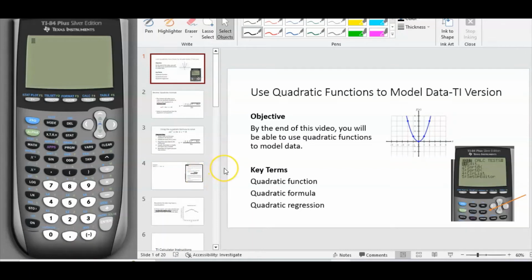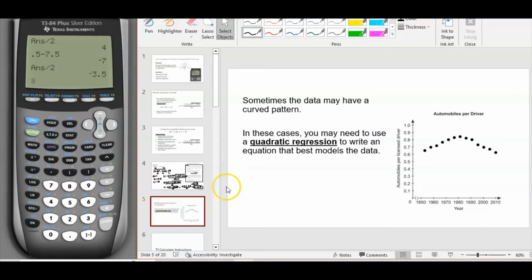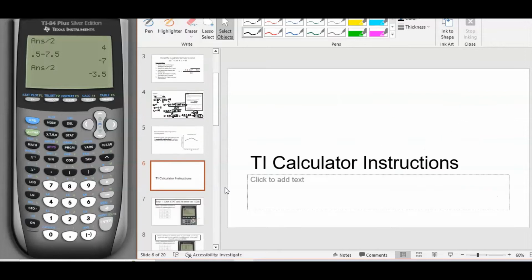So in this video, we're going to talk about how to use quadratic functions to model data on your TI calculator. Sometimes when we're plotting data in a scatter plot, the data may have a curved pattern. In these cases, you'll need to use a quadratic regression to write an equation that best models the data. In this video, I'm going to go over the instructions on how to do it in your TI calculator.